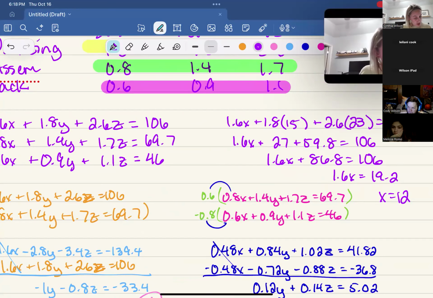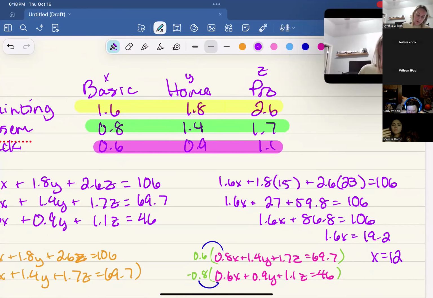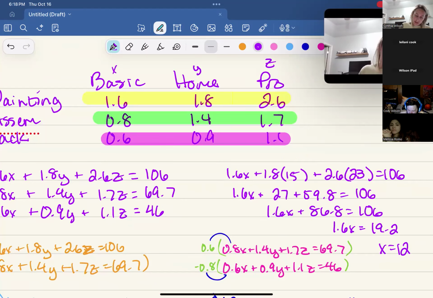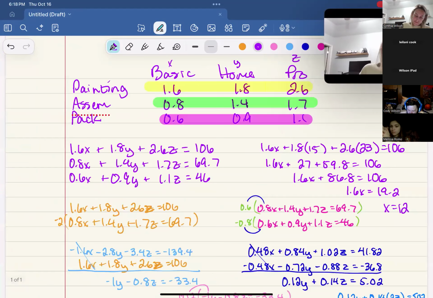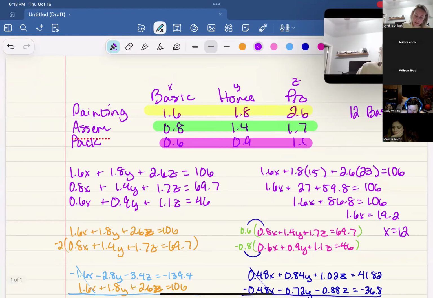So the manufacturer can produce 12 basic sets, 15 homeowner sets, and 23 pro sets.